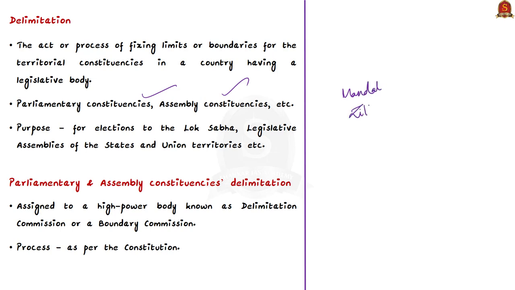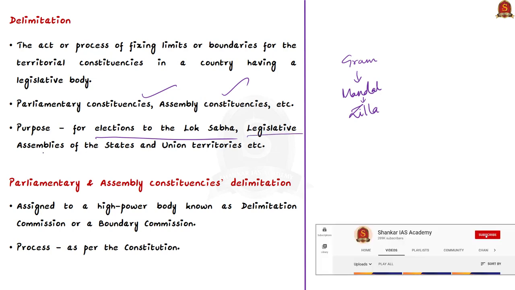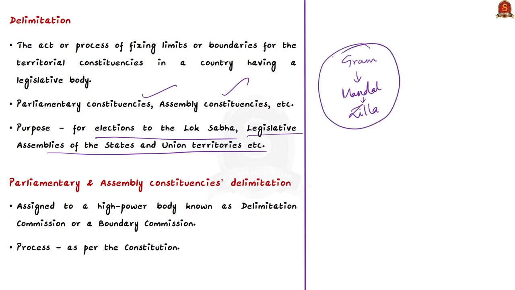So, by this delimitation, we fix boundaries of the constituencies. But why is this delimitation done? It is done for election to the Lok Sabha, to the legislative assemblies of the states and union territories, and to these Panchayat Raj institutions. So, first, let us understand delimitation with respect to parliamentary and assembly constituencies.